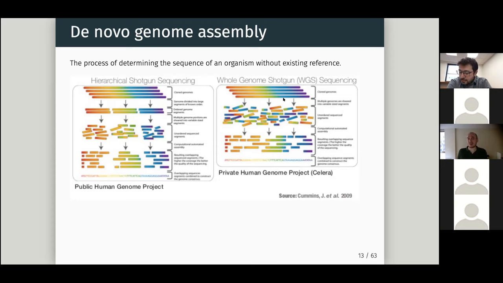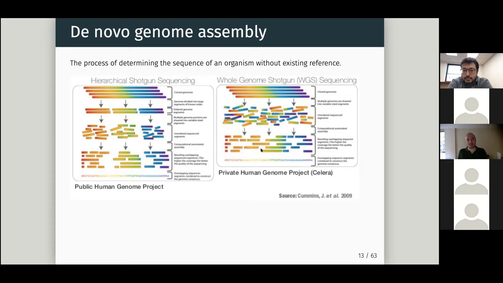The problem is that most of the scientists at the time did not believe this approach could work for such a complex genome as the human genome. Venter did not think that was the case. He basically filled an entire building with Sanger sequencers and generated all the short fragments for the assembly.